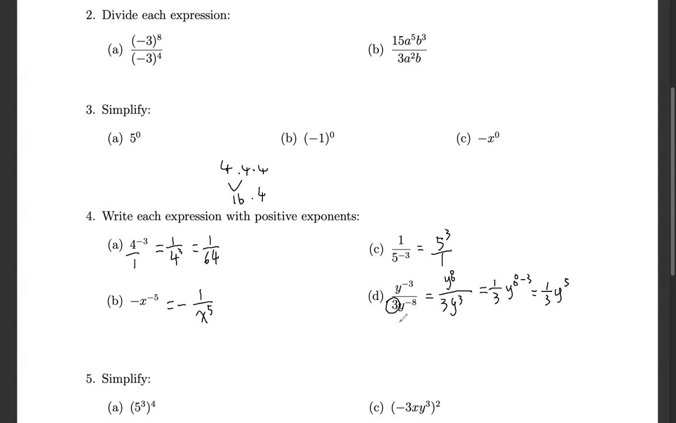Or maybe we can do it another way. We just go ahead, this is 1/3. So 3 in the denominator, that's 1/3. Then we have y raised to negative 3 minus negative 8. Remember, same base division, we subtract the exponents. Then we get 1/3 of negative 3 minus negative 8, minus becomes plus. So minus 3 plus 8, that's 5.